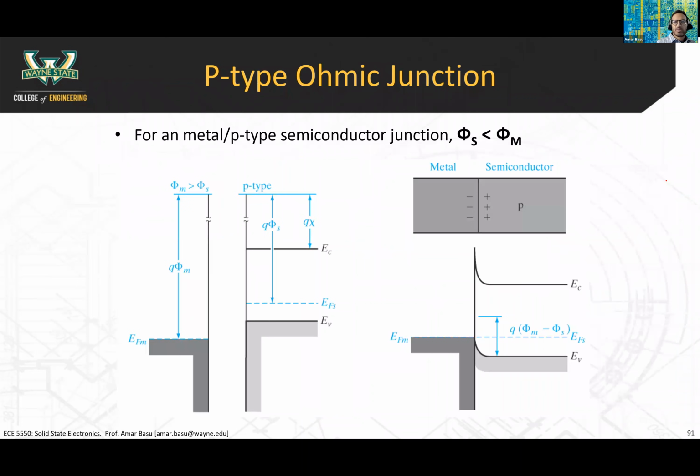And finally, let's talk about the p-type ohmic junction. This is when you have a metal and a p-type semiconductor with phi s less than phi m. Again, you draw the metal and then the semiconductor. You have your E sub 0 here, the E sub 0 here. You notice that phi m is greater than phi s. So when you line up the EF and EF together, you're going to get band bending that now looks like this. It goes in the opposite direction here.